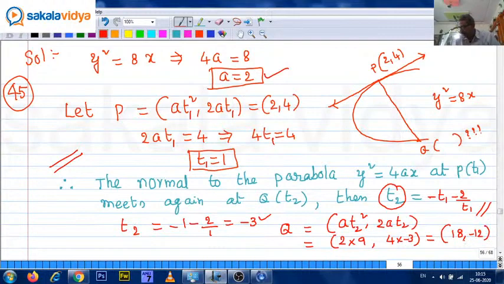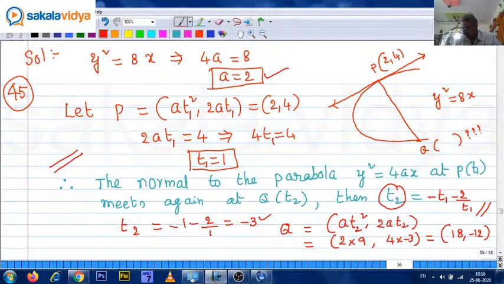So just observe, anything is wrong? Am I correct? Generally, even myself also, I used to commit plus or minus mistakes. Is it correct now? Thank you. 18 comma minus 6. Right, Pranav. Right.